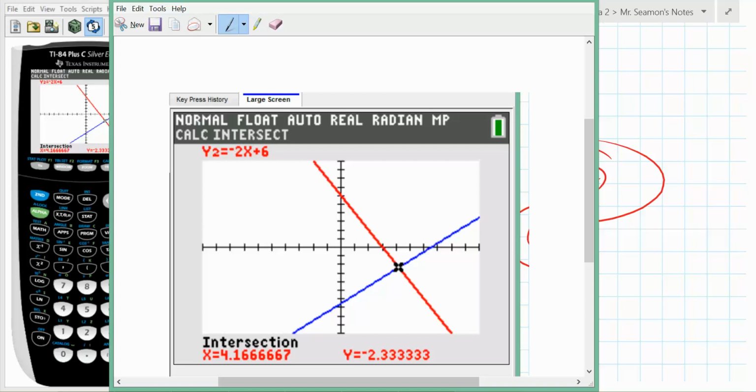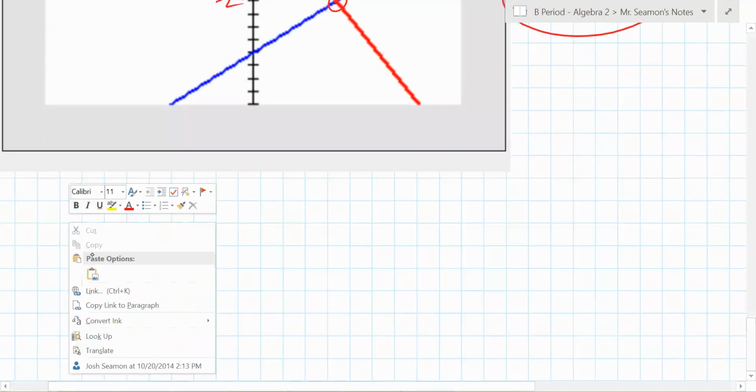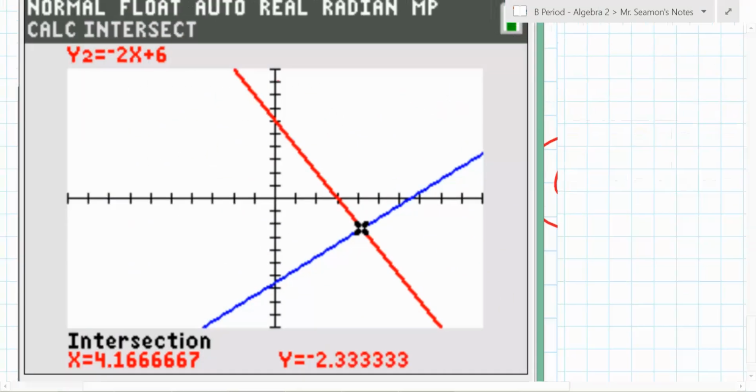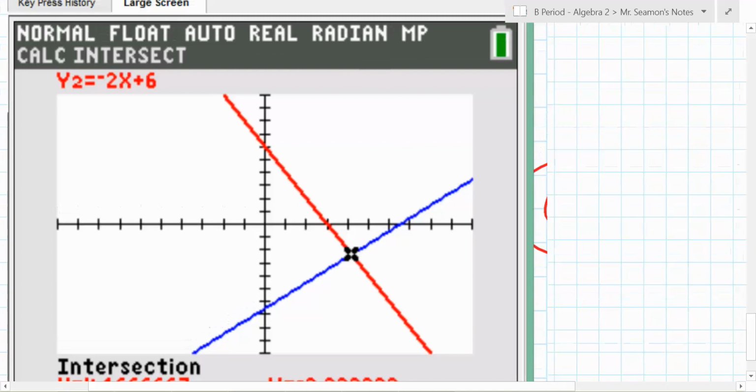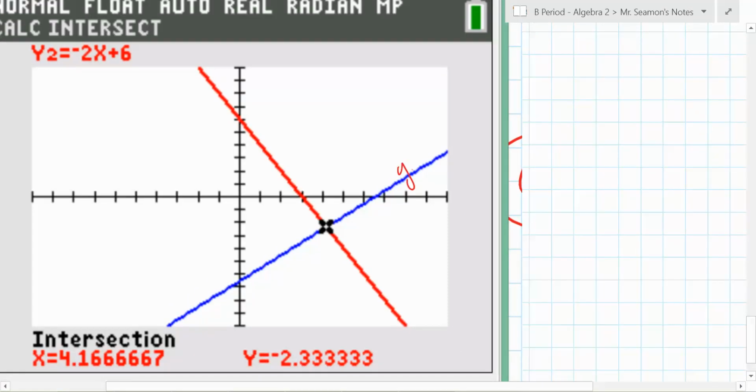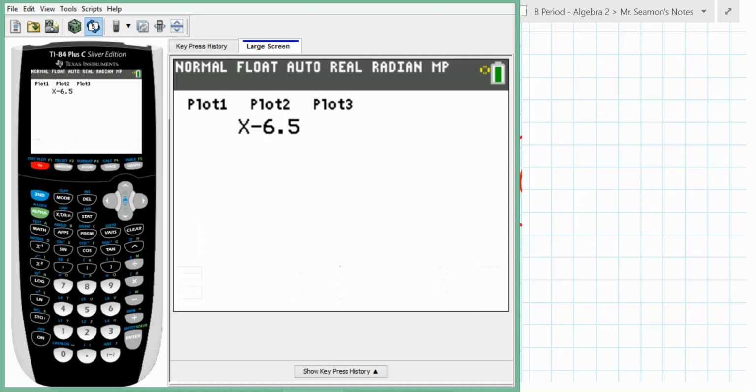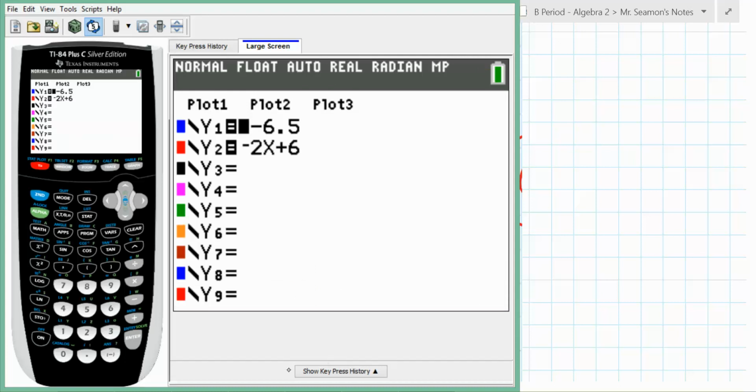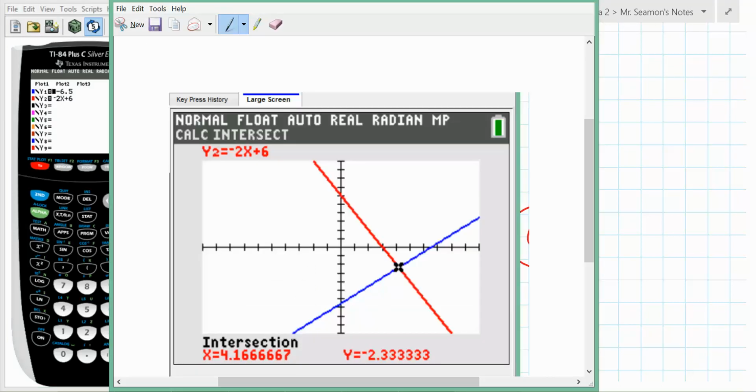Whoa, very cool. Now it gave you these decimals, so I changed this just a little bit, right? Again, this was 2x plus 6, and the blue one was y equals, what was it? What was the other one? Y equals negative 2x plus 6. Negative 2x, x minus 6.5, thank you. X minus 6.5. So it gave us the intersection. Is that pretty cool? Yes. It gave us the exact intersection.